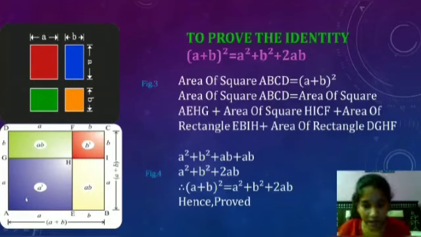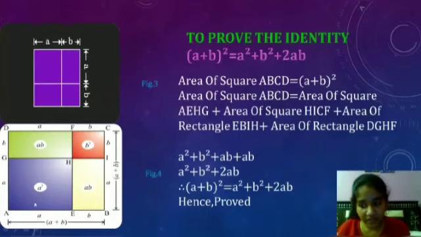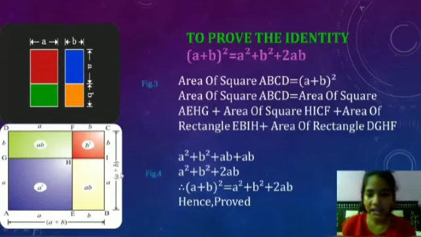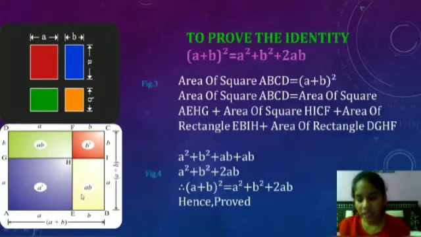Area of square AEHG will be a × a, which is a². Area of square HICF will be b × b, which is b². Now area of rectangle EBIH will be a × b, which will be ab. Area of rectangle DGHF will be a × b, which will be ab.